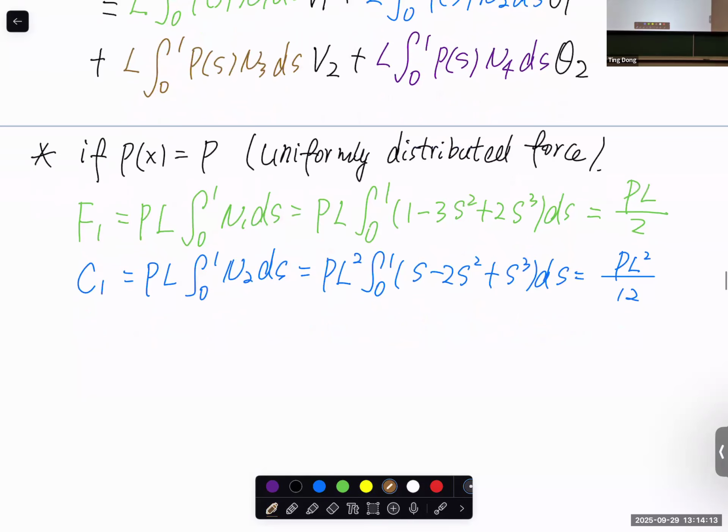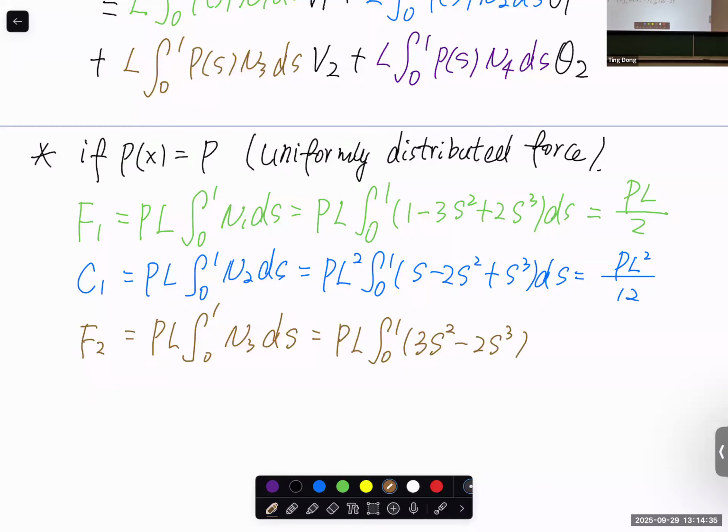The third component, similarly, F2, is PL, integrate from 0 to 1 the shape function ds. So PL from 0 to 1 of 3s squared minus 2s cubed ds. Half PL, symmetric. So half PL to node 1, half PL to node 2.